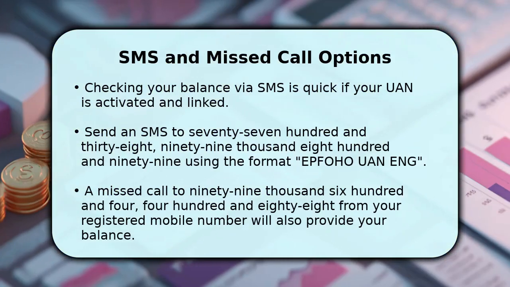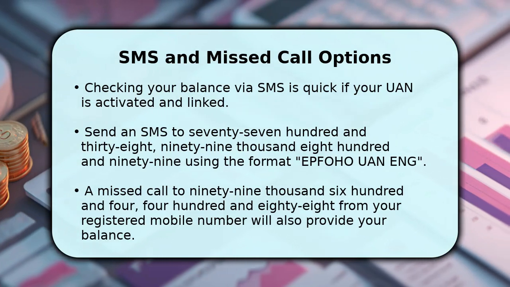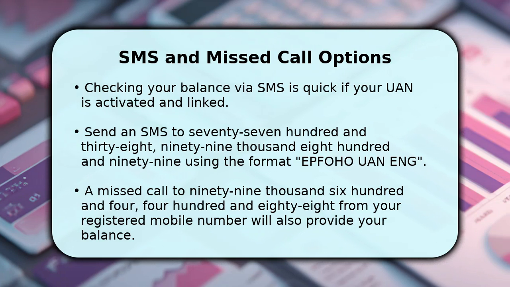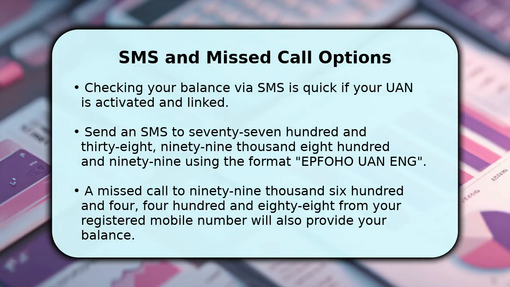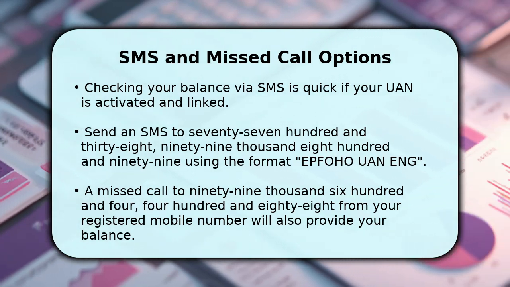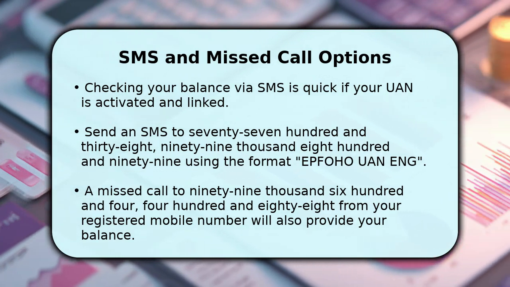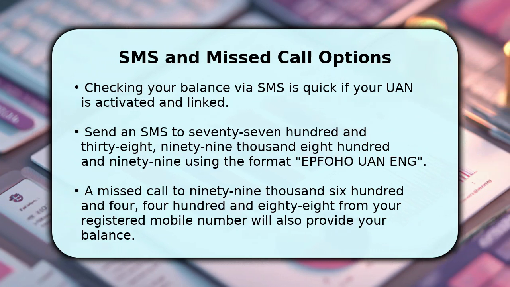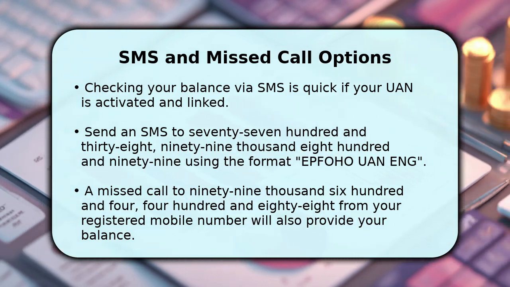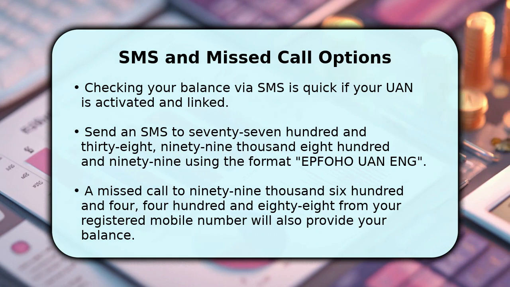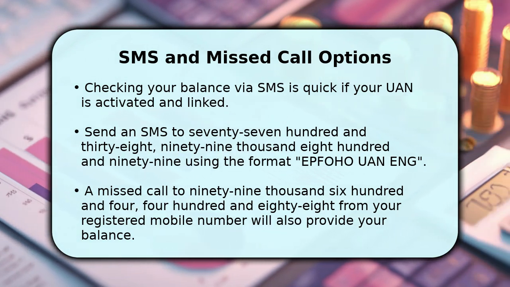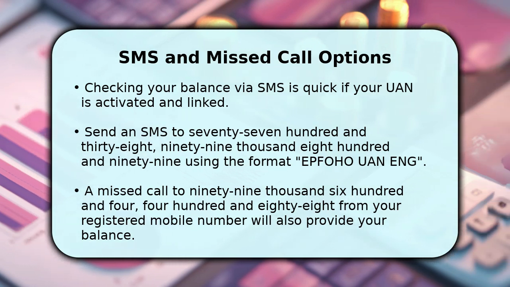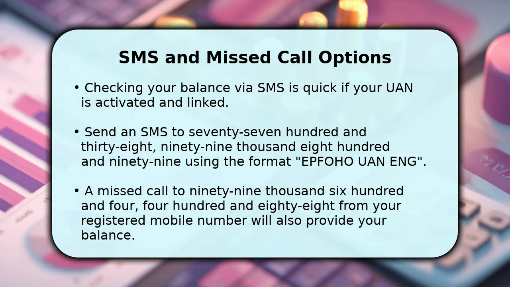If you prefer simpler, non-internet methods, checking your EPF balance via SMS or a missed call is very straightforward. For an SMS update, just send EPFO UMANG to 7738299899 from your registered mobile number. Alternatively, give a missed call to 9966044425. Both methods deliver your balance directly to your phone within moments, provided your UAN is properly linked.